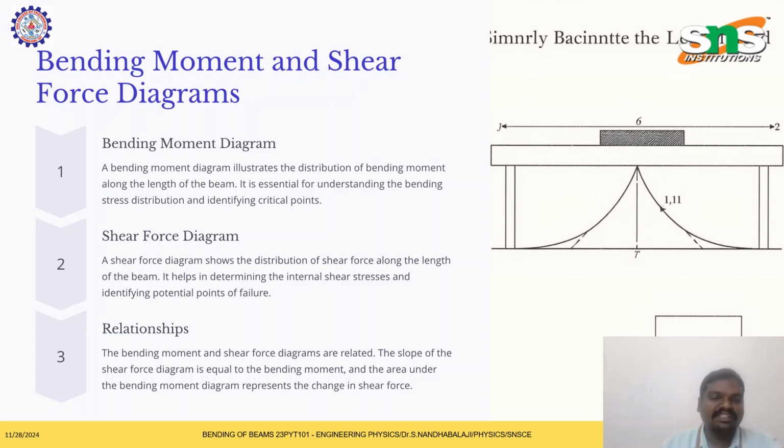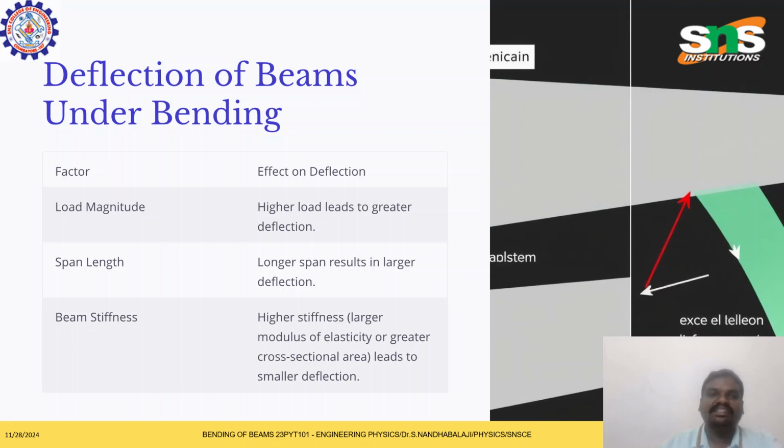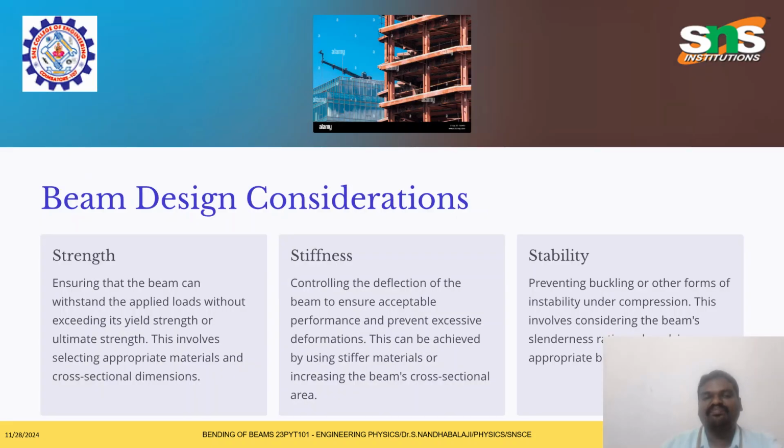Relationship of the bending moment and shear force diagrams: they are related. The slope of the bending moment diagram is equal to the shear force, and the area under the shear force diagram represents the change in bending moment. The deflection of beams under bending: factors affecting deflection. Load magnitude: higher load leads to greater deflection. Span length: longer span results in larger deflection. Beam stiffness: higher stiffness leads to smaller deflections.